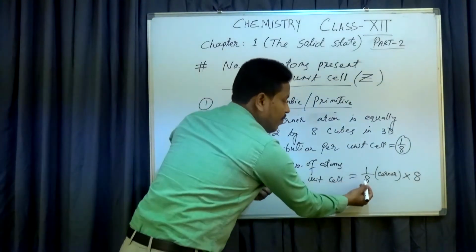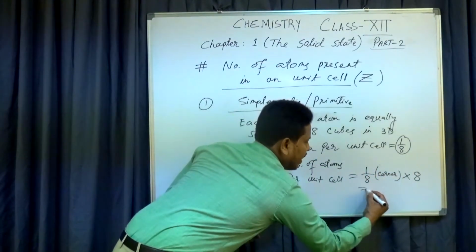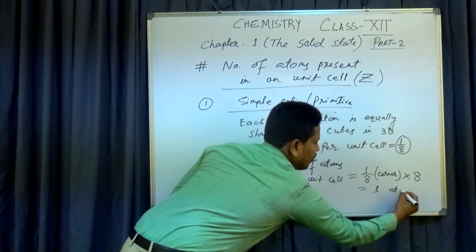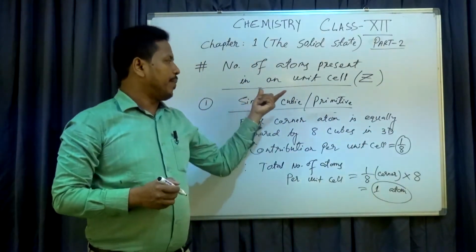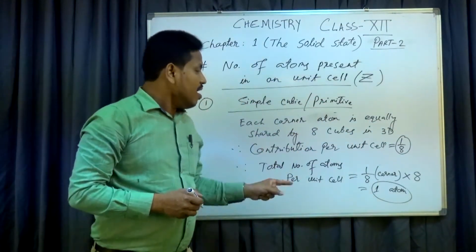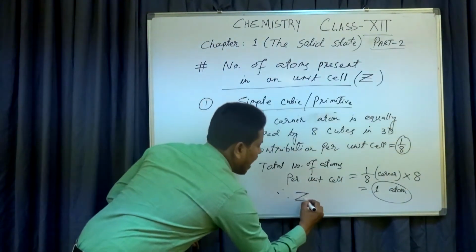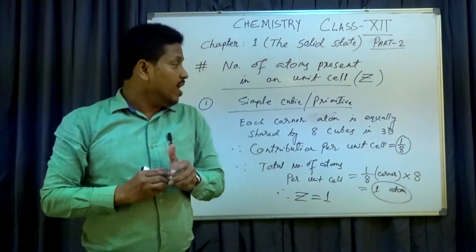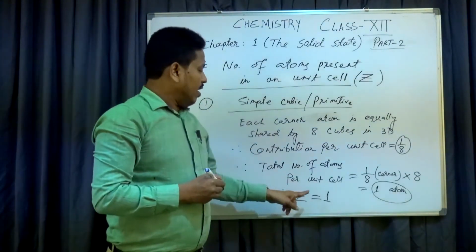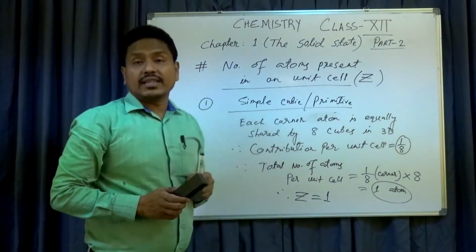Therefore, 1 by 8 for each corner atom contribution per unit cell into 8 corners. That means 1 atom. Very interesting. That is, in a simple or primitive unit cell, only 1 atom is present per unit cell. That means Z equal to 1. Mind this carefully. For simple cubic, only 1 atom is present in 1 unit cell. Write down carefully. This is very important for the exam also.